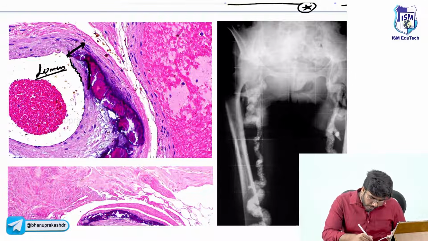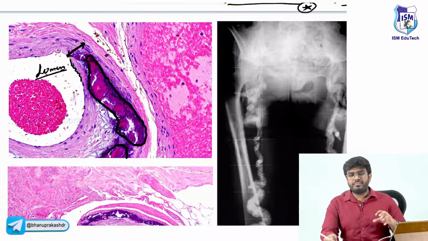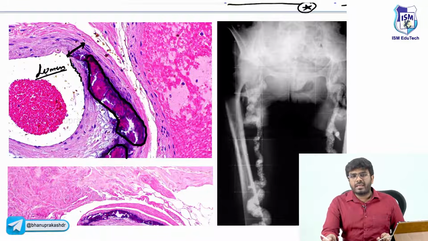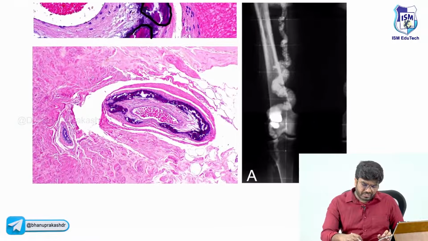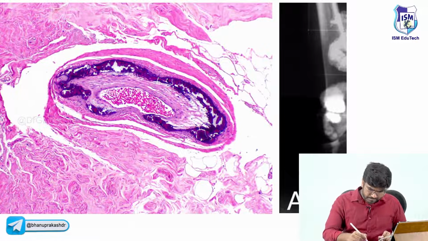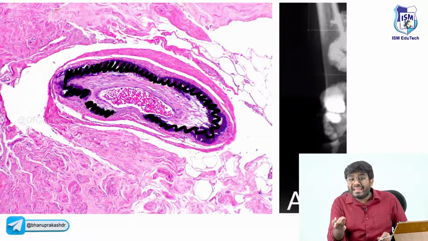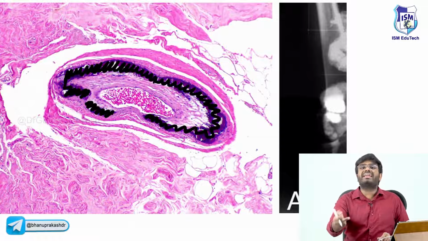Now, in that tunica media, are you able to appreciate this pink color deposition? It's nothing but calcium deposition. Calcium is getting deposited in the tunica media of the blood vessels. So calcification is happening. It is seen in older individuals with aging. Here also you can clearly see all this calcium deposition within the media. So that's why the name Monckeberg's medial calcific sclerosis. The sclerosis is because of the calcification.